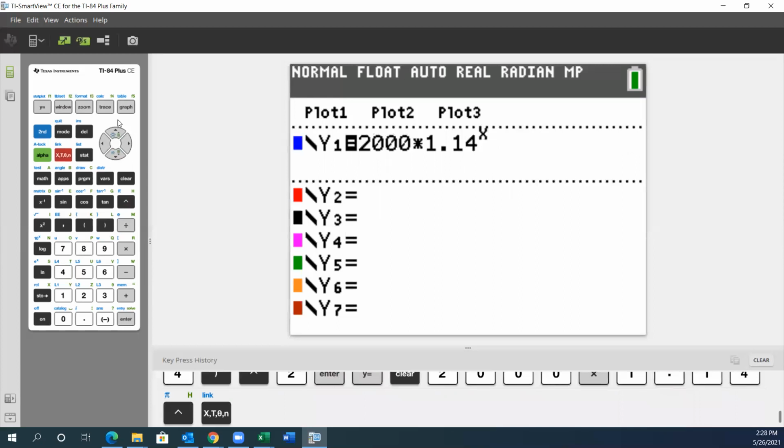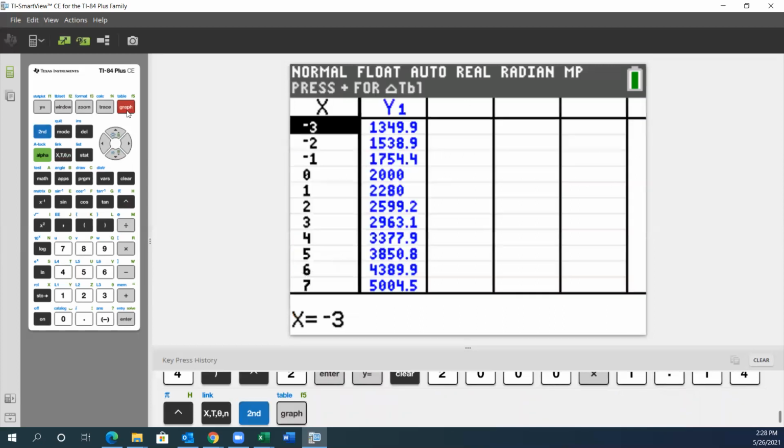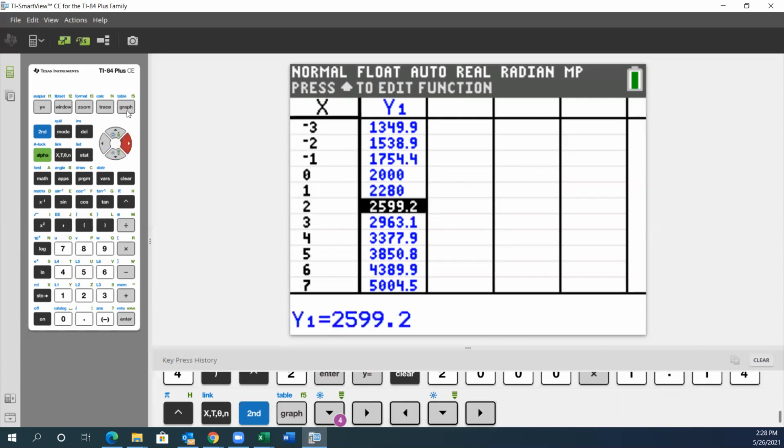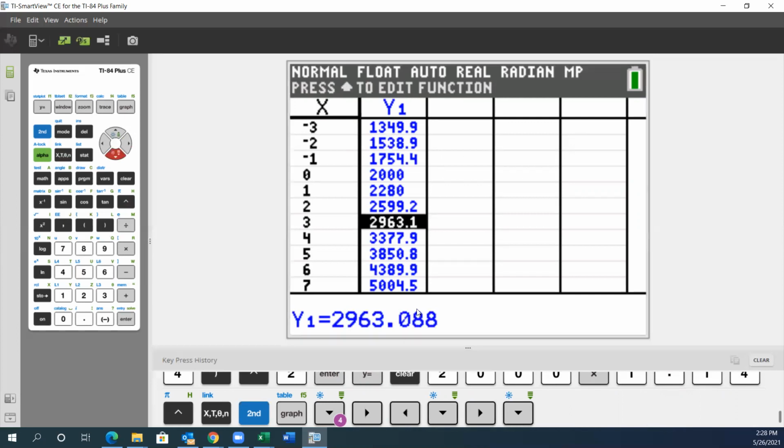And then if you go to the table, after 1 year, $2,280 is owed. After 2 years, $2,599.20. After 3 years, $2,963.09, and so on. I can see the value down here. Anyway, so that's what's going on.